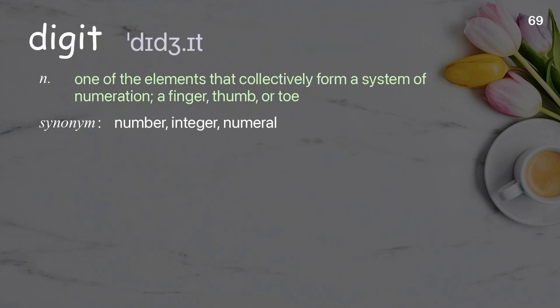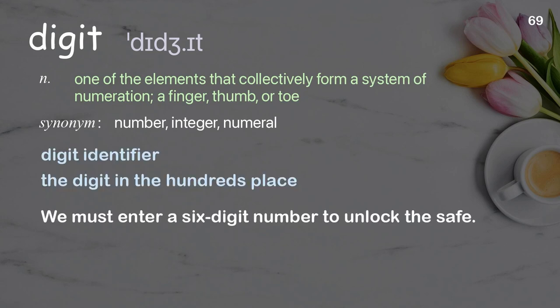Digit. One of the elements that collectively form a system of numeration, a finger, thumb, or toe. Examples: digit identifier, the digit in the hundreds place. We must enter a 6-digit number to unlock the safe.